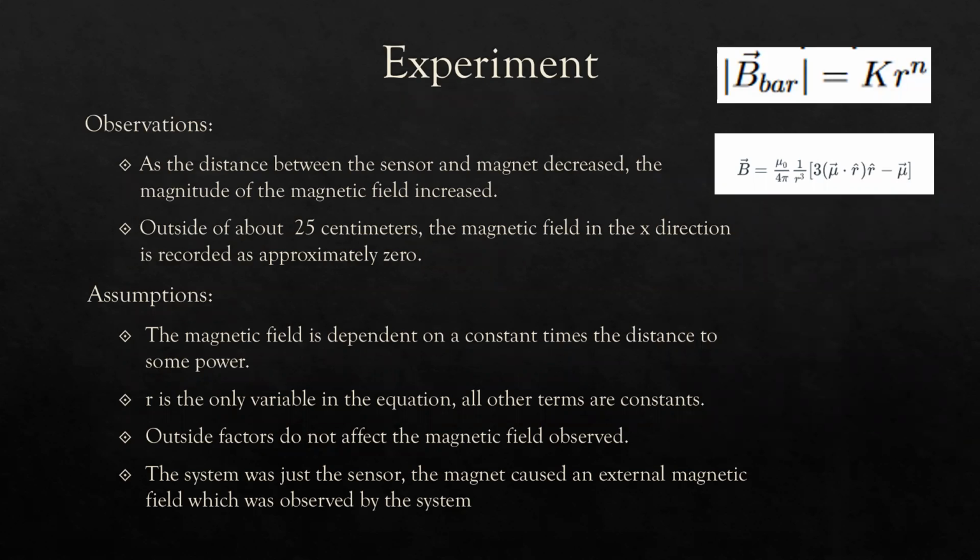Here are a couple of observations I made in my experiment. As the distance between the sensor and the magnet decreased, the magnitude of the magnetic field increased. And then outside a certain distance, the magnetic field in the x direction was recorded as approximately 0.